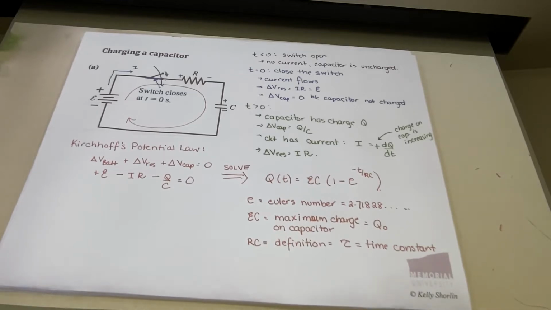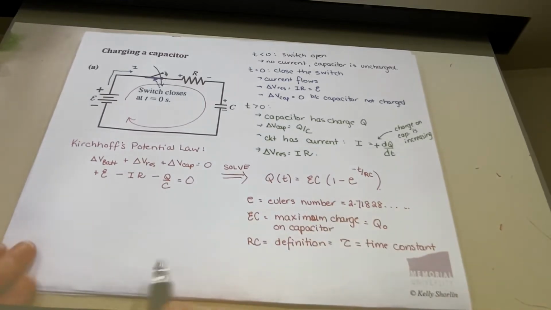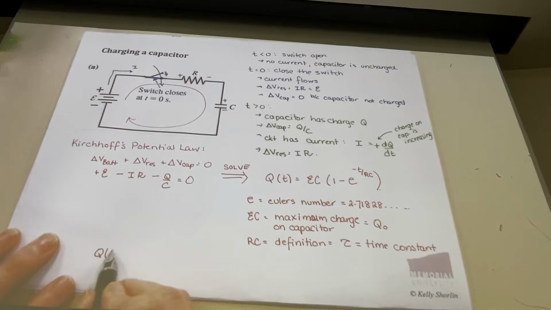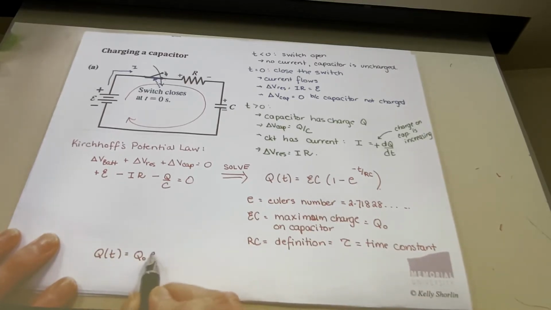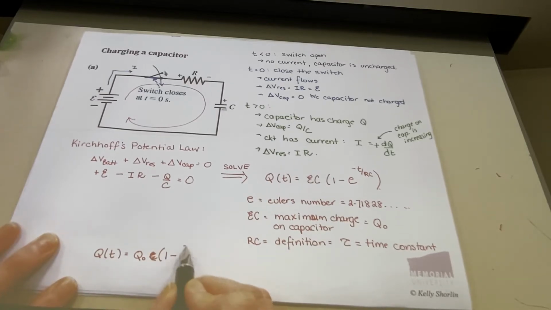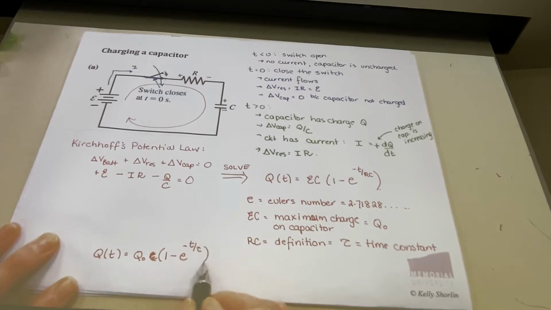Okay, let's put this together in this equation. This gives us the charge on the capacitor as a function of time: this maximum charge Q0 times 1 minus e to the minus t over tau.